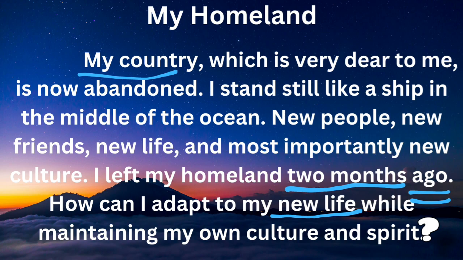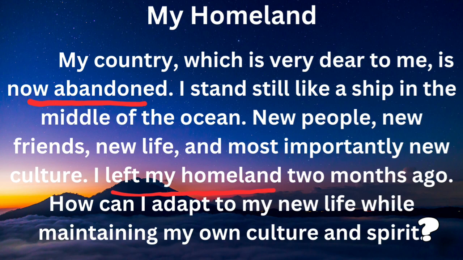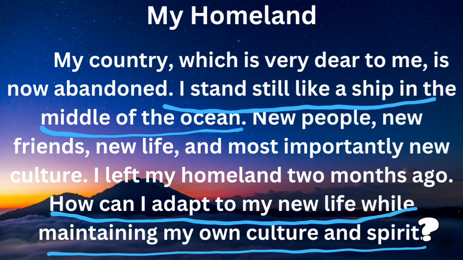Also, until now, we have only one character, and this is the main character. It's the author, or we can say the narrator. Now let's have more information about that character. Through the word choice, we can understand that the character is so attached to his or her country. Now let's find the figurative language. The first sentence, I stand still like a ship in the middle of the ocean. Here, the author is comparing him or herself to a ship in the middle of the ocean. So that's a simile because the author used the word like. We can infer from that simile that the author feels lost and paralyzed.